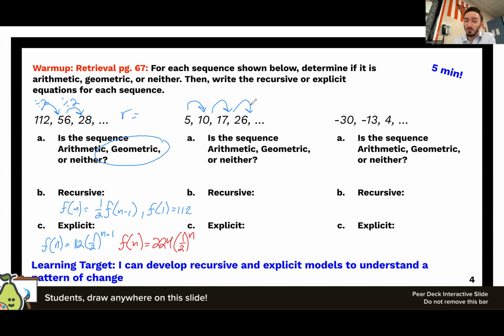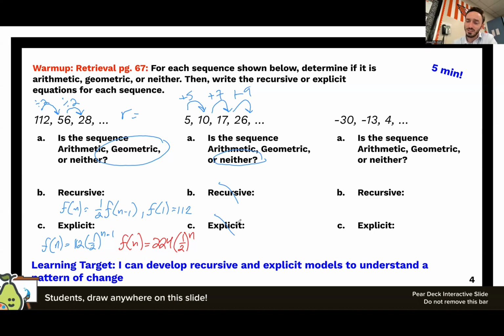The problem here is if I want to go from 5 to 10 under addition, I've got to add 5. But then to go from 10 to 17, I've got to add 7. And then to go from 17 to 26, I've got to add 9. Because that's not a consistent pattern that I'm adding by, I know it's not an arithmetic sequence either in this case. So given that it's neither arithmetic nor geometric, we're not going to be able to write a rule for something like this yet. But it is something that we'll start to revisit as we go a little further in the curriculum.